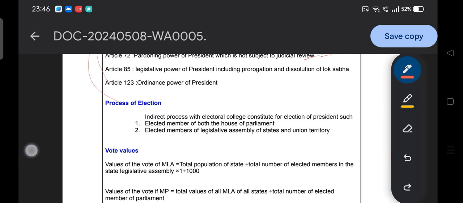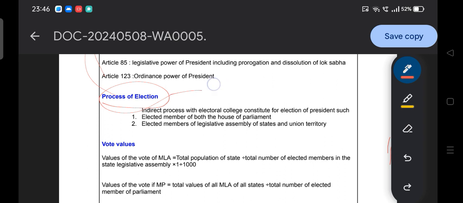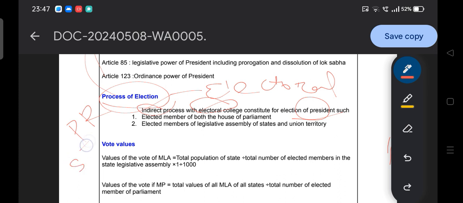Then I am going to look at the process of election, the electoral college, and how the election of the President takes place. It is an indirect process, with an electoral college constituted for the election of the President. That means the people do not directly participate in the elections. People do not select the President. The President is indirectly elected by the electoral college. And what is the electoral college? Before that, you should remember, the President's election is based on the electoral process of proportional representation by means of a single transferable vote.